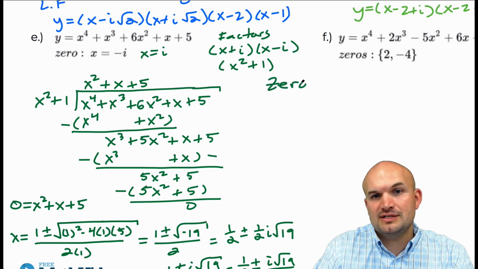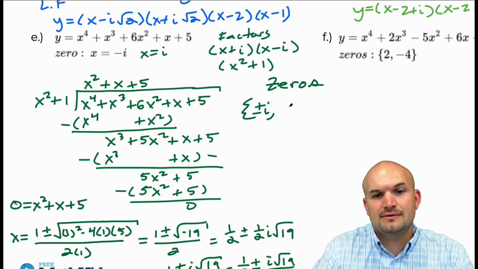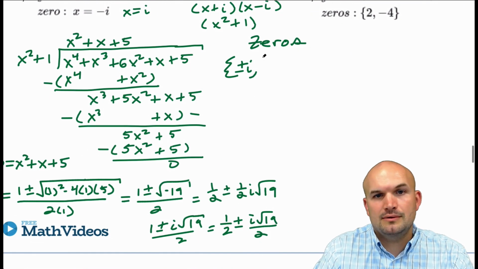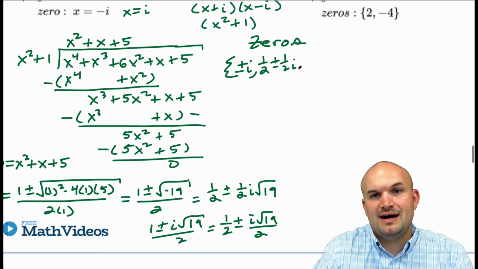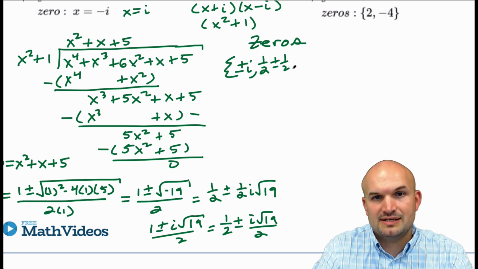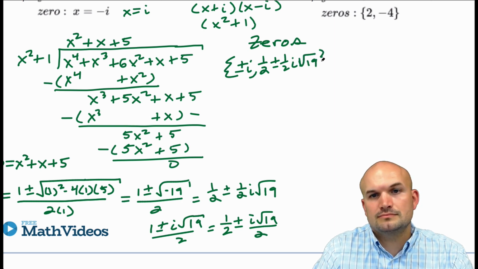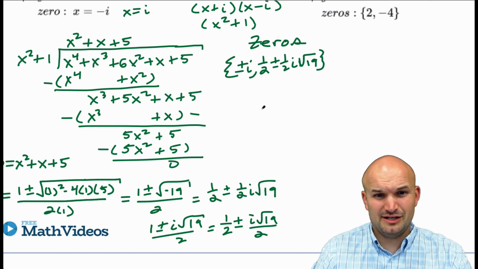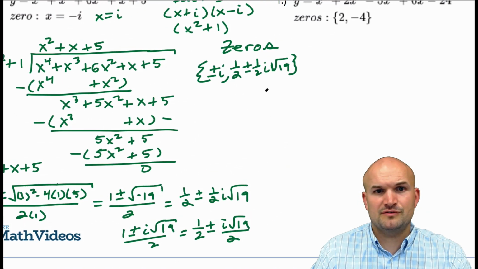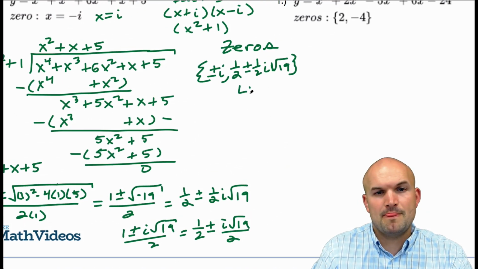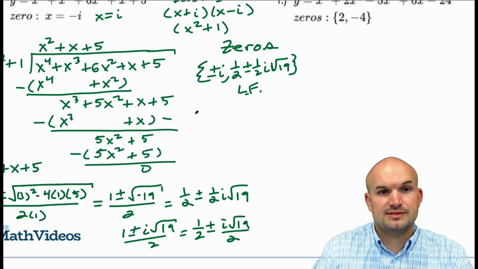So our zeros in this case are going to be plus or minus i, comma, 1/2 plus or minus 1/2 i, plus or minus i square root of 19. All right, my linear factorization. I did not give myself enough room for linear factorization. But either way, let's do it.